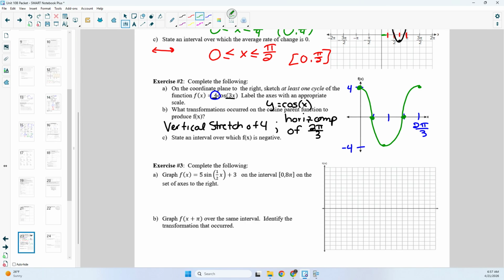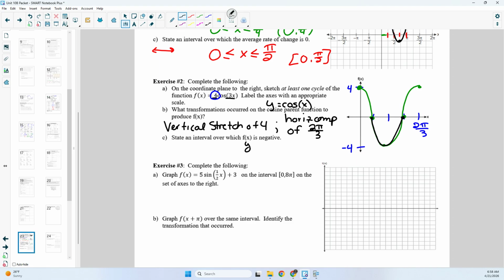So I see my graph. I could graph it on my calculator. I'm just going to actually do that after I do exercise 3. I'll pull up the calculator, and I see my cosine curve. My next question says, state an interval over which f of x is negative. So this means y is negative. So if I look at my graph, from here to here, y is negative.